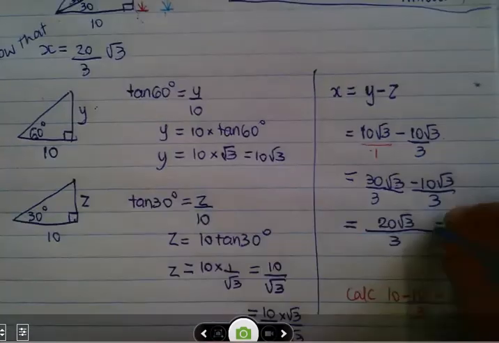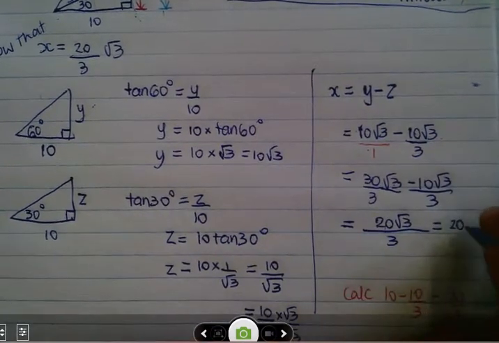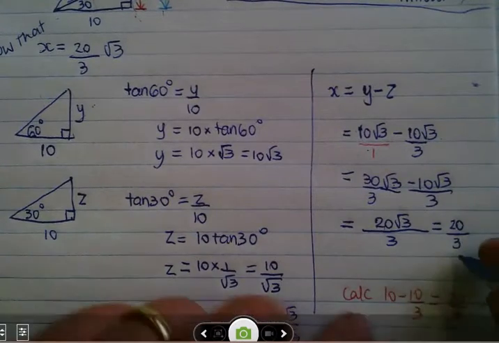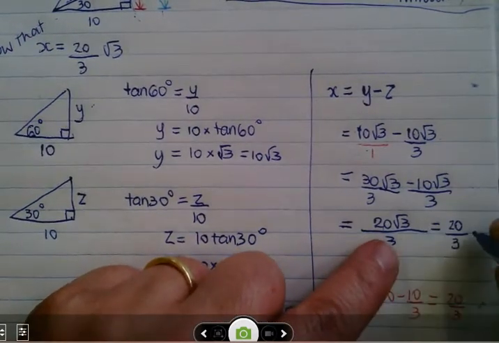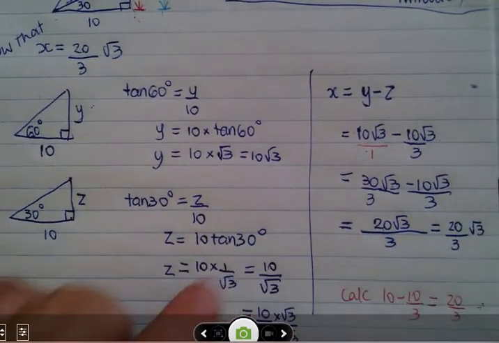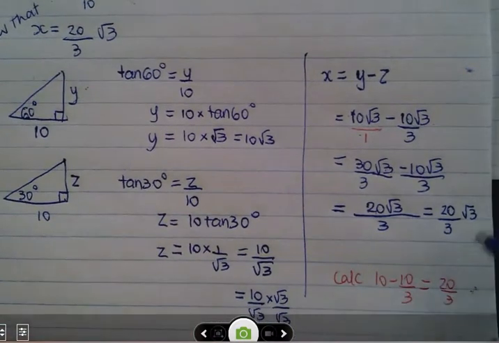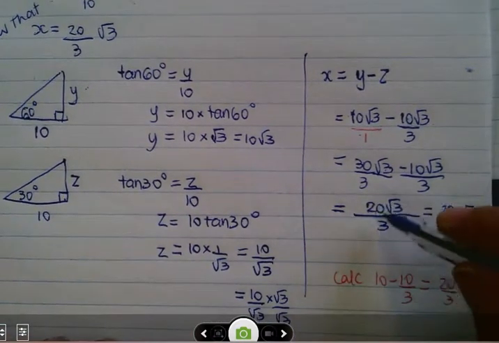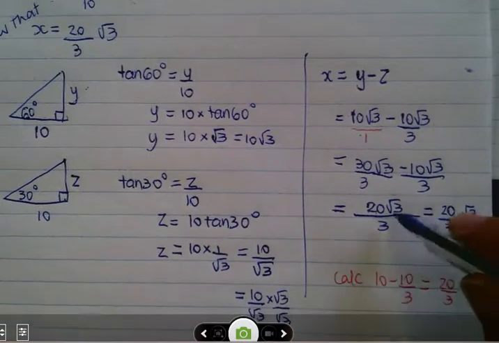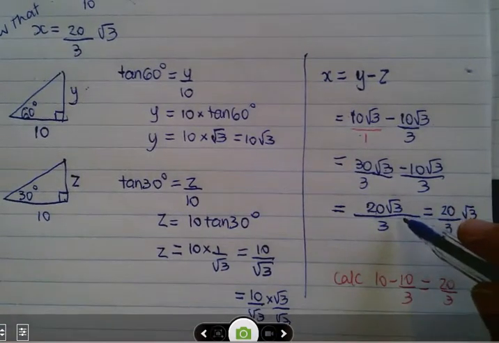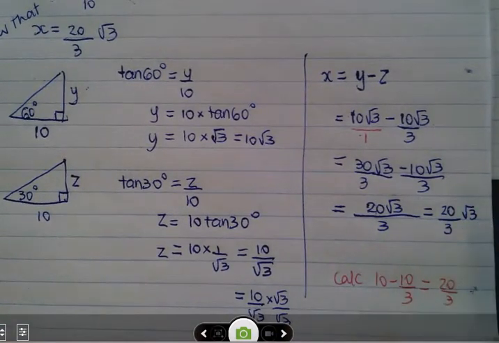All right. Now, if I just want to keep the whole number bit separate, that's 20 over 3 times root 3. The fraction bit in whole numbers is 20 over 3, and the root 3 can either be next to the 20 or separate to the 20, but it's on the numerator.